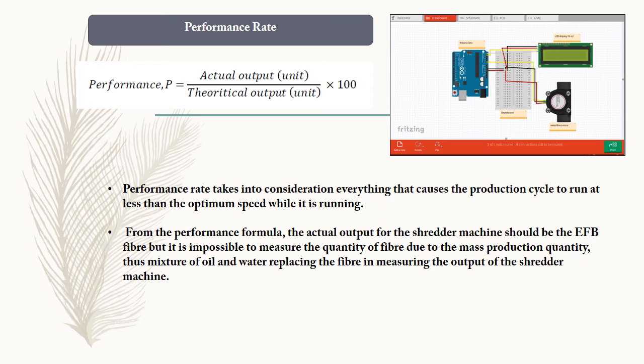Performance rate. Performance is equal to actual output divided by theoretical output. Performance takes into consideration everything that causes the production cycle to run at less than the optimal speed while it is running. From the performance formula, the actual output for the shredder machine should be the EFB fiber, but it is impossible to measure the quantity of the fiber due to the mass production quantity. Thus, the mixture of oil and water replaces the fiber in measuring the output of the shredder machine.